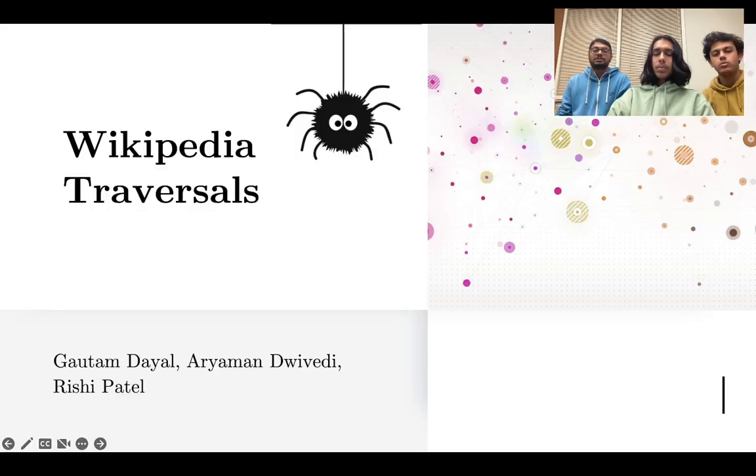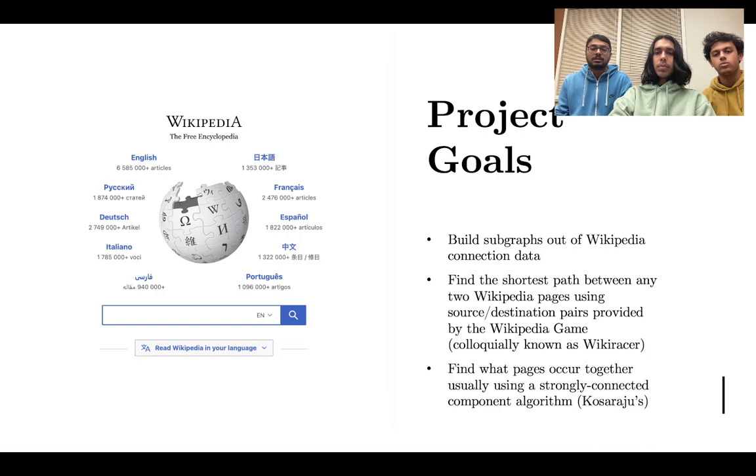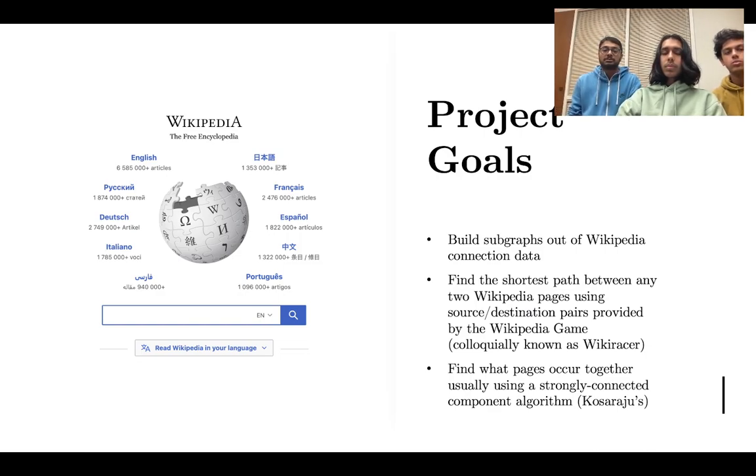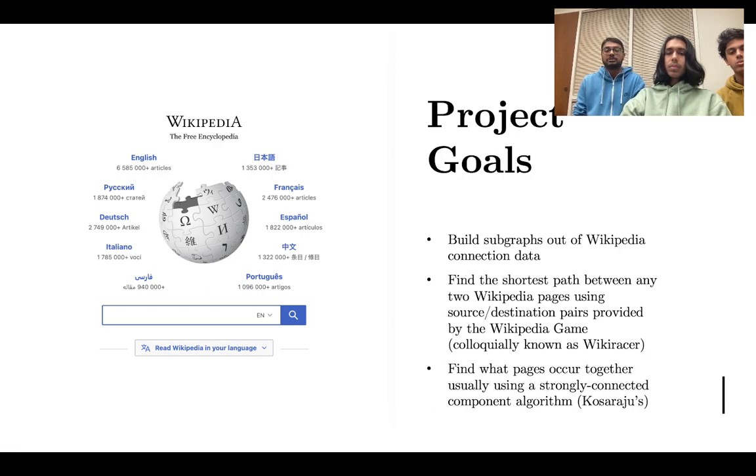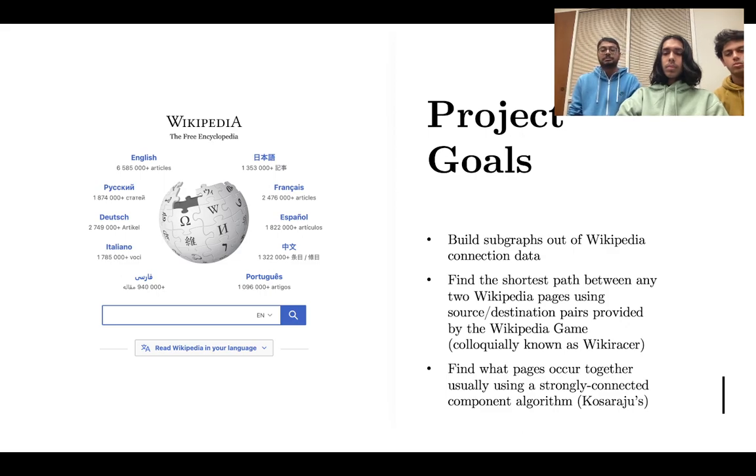This is our final presentation on Wikipedia traversals. The goals of this project are to build subgraphs out of Wikipedia connection data, find the shortest path between two Wikipedia pages using source and destination pairs provided by the Wikipedia game, also known as wikiracing, and find what pages occur together usually using a strongly connected component algorithm.